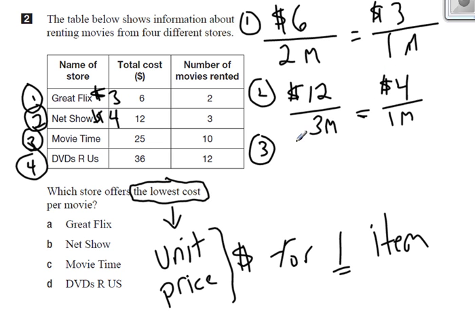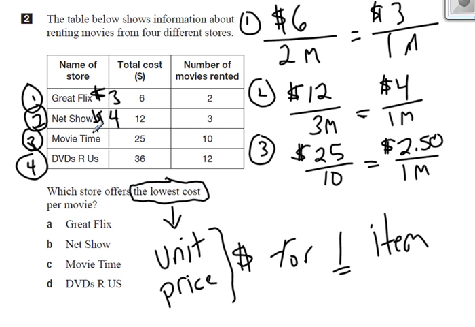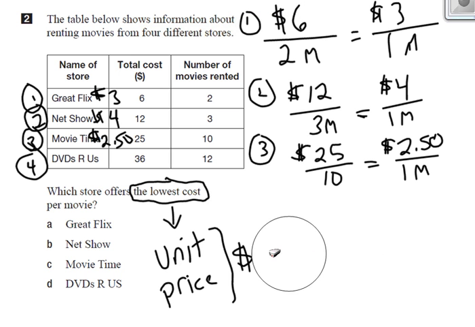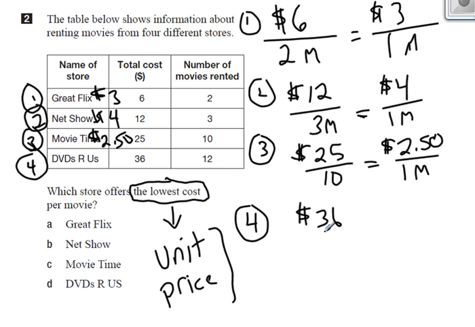The next place, dollars on top, $25 for 10 movies. So for one movie, in my calculator, 25 divided by 10 is $2.50. So that's $2.50. And I'm just going to get myself a little bit of room here. And at the fourth store, $36 for 12 movies is what price for one movie? 36 divided by 12 is $3.